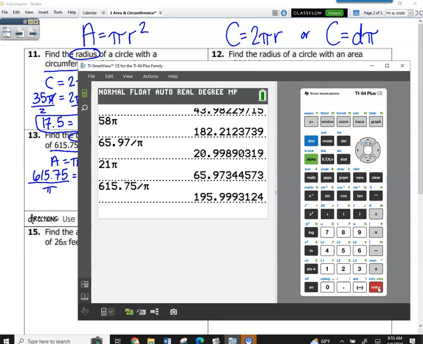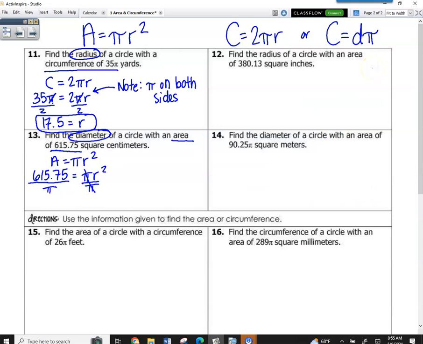195.999. Now, rounded to the nearest hundredth, that would bump this to a 10, carry the 1, 10, carry the 1, so it's 196. So this is 196 equals r squared. How do I get r squared to be just r? We're going to square root both sides. So square root, and the square root of 196 is 14.